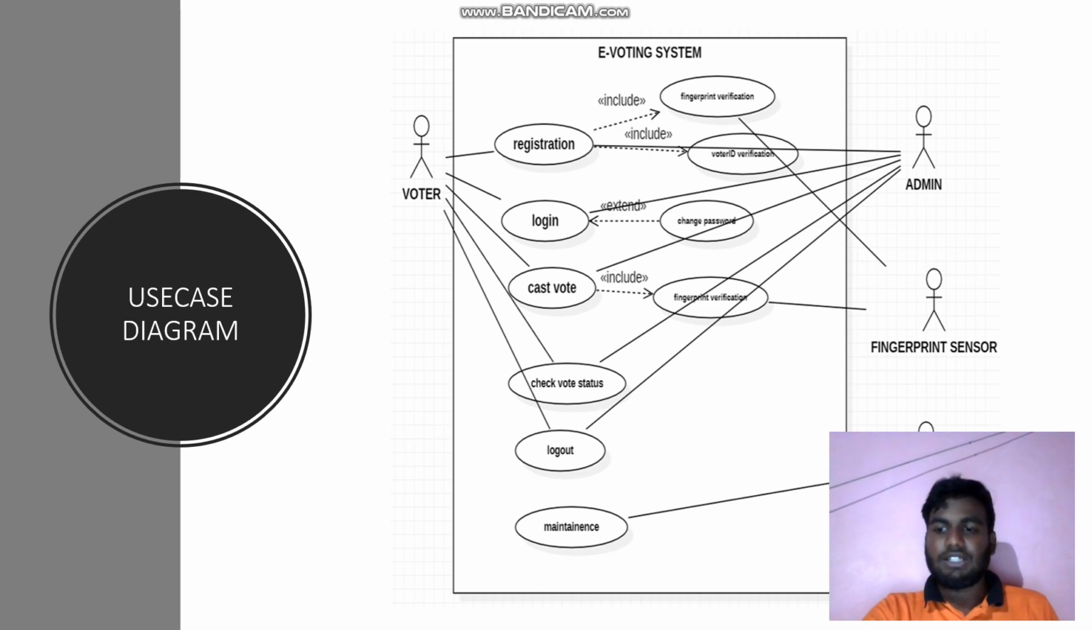That's all. The technician plays the maintenance role, checking whether the system is perfect and how the system behaves. The admin will maintain the whole system from the beginning to the result declaration of the election, and the fingerprint system is the other system that performs the verification of a voter. The rectangle box is the system boundary, and on the right and left sides of the system boundary are the actors.